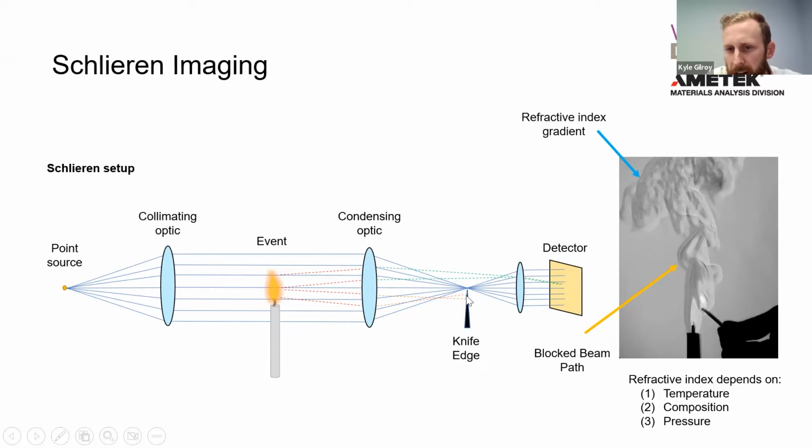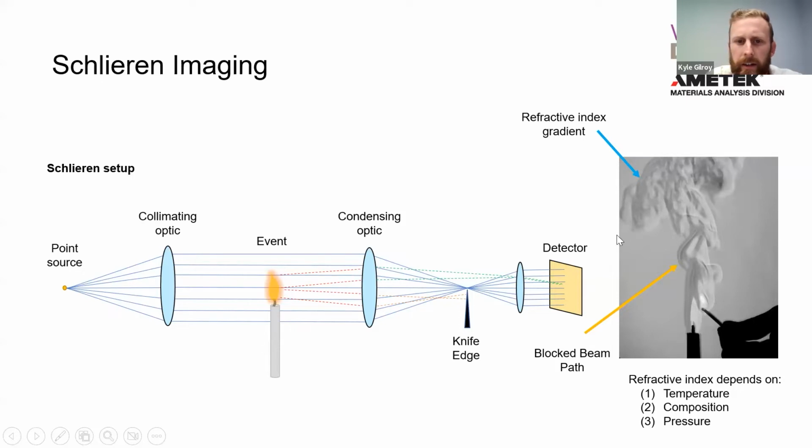Then you also have photons that are bent around this focal point and make it to the sensor, and you'll see they're a little bit brighter here. So this is the essence of a Schlieren image.